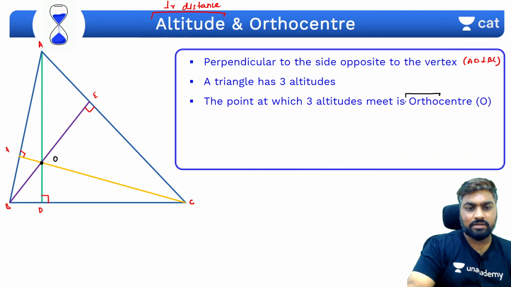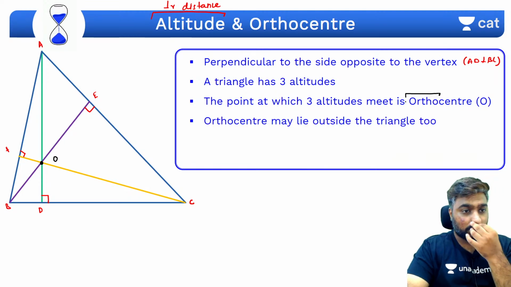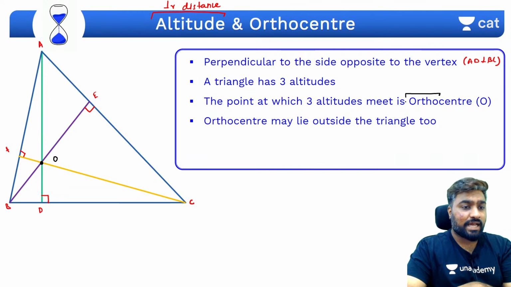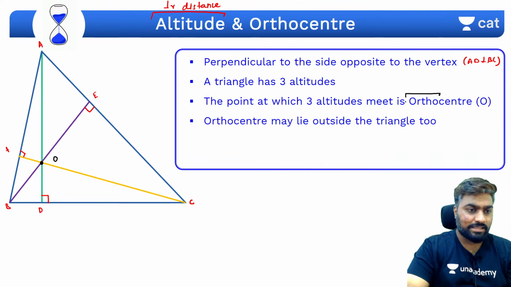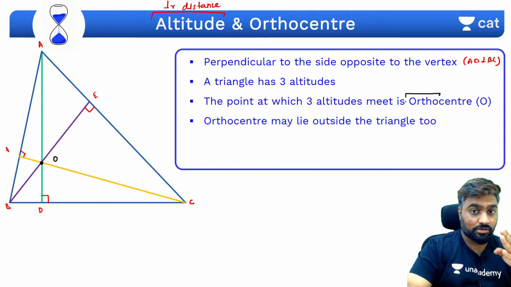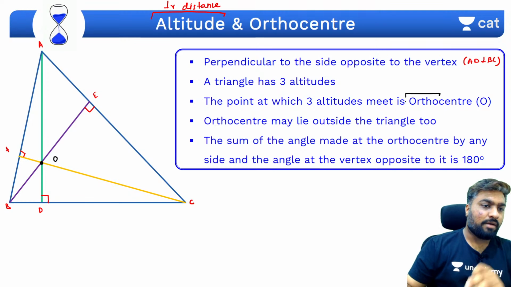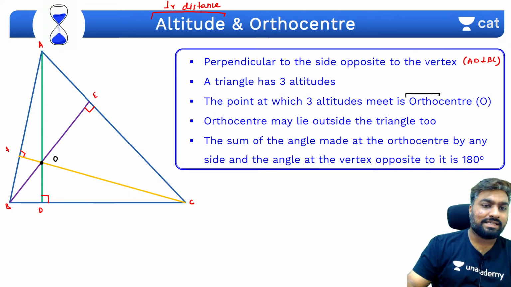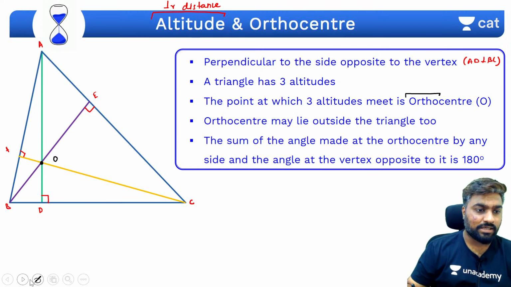What does the orthocenter do? What's the property of the orthocenter? The orthocenter may lie outside of the triangle also, depending upon the angles, depending upon the type of triangle. When you draw a perpendicular, it can be outside also. Yes. Now the property of an orthocenter is what? The sum of the angle made at the orthocenter by any side and the angle at the opposite vertex is 180 degrees. What does this mean?